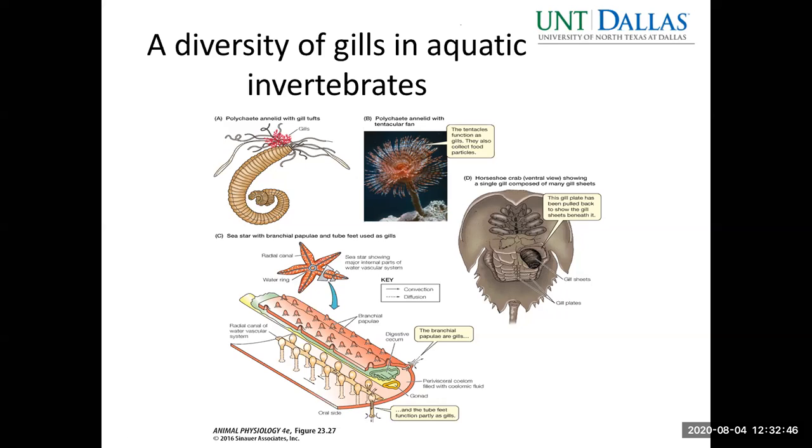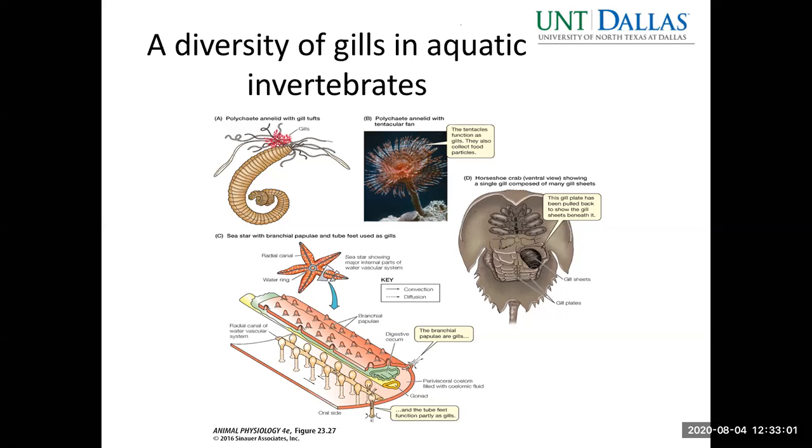Sea stars bear many thin-walled finger-like projections from their body cavity, termed branchial papillae, on their upper body surfaces. Respiratory gases pass between this fluid and ambient water by diffusion through the walls of the papillae.